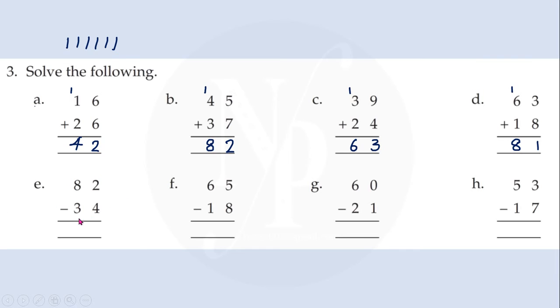So E, F, G, H are subtraction problems. So you see here we have a minus sign in all of these. We have to subtract here. We have to subtract 34 from 82 here. Let us do that. We have to regroup if it is required.